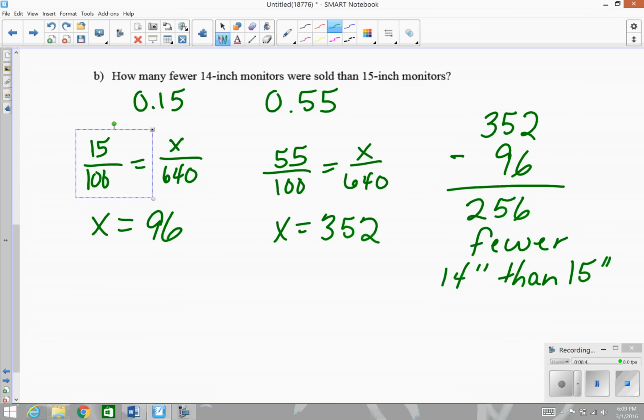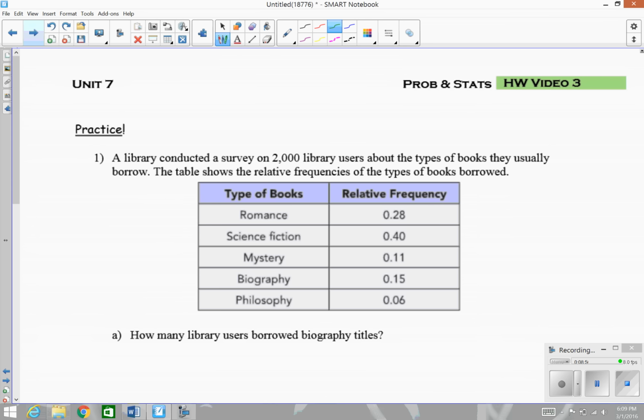Alrighty, if you flip to the next page, this one's just slightly different, but I think you can handle it. Give that one a go. We'll check it tomorrow. We can talk about the answer key. When you're done with that page, flip to our final example.